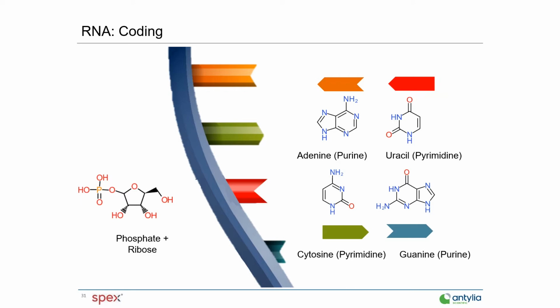And instead of deoxyribose sugar, they have a ribose sugar, so it's a phosphate and a ribose. Also, what you find is that thymine is replaced by uracil. So you have adenine then paired with uracil, and the cytosine again is paired with the guanine. So you still have that pyrimidine-purine pairing, but you have a different pyrimidine in uracil.